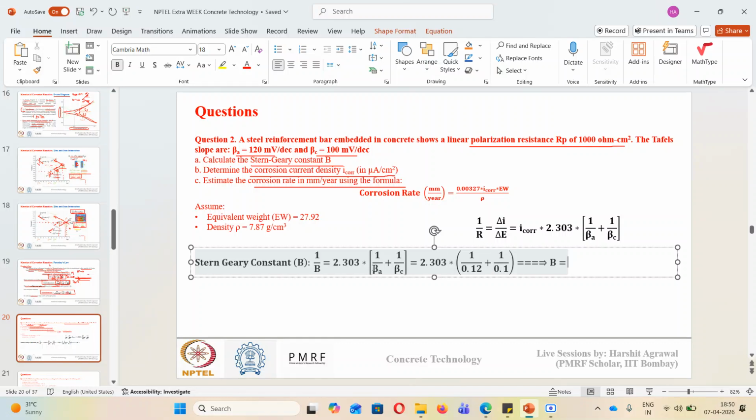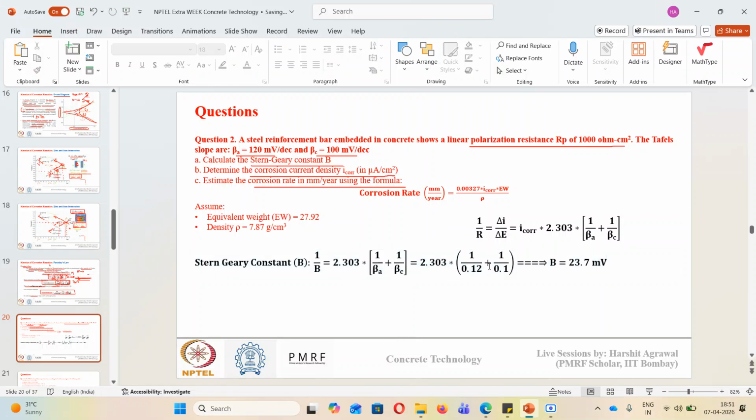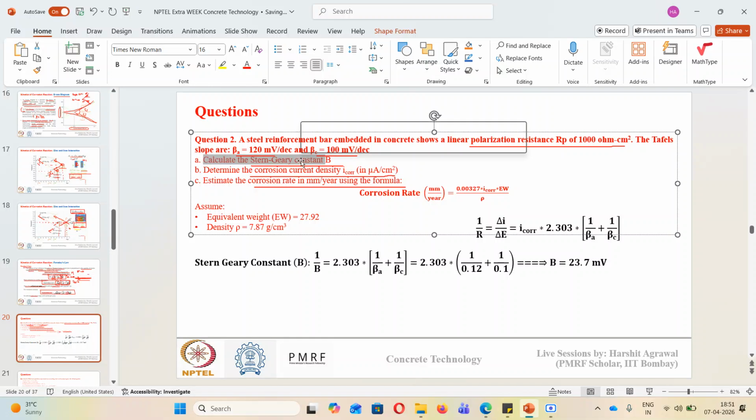So when you substitute beta a and beta c values, I have substituted them in terms of volt per decade, instead of millivolt. When you substitute this value, solve the relationship and take the inverse, you will get B value as 23.7 millivolt. This is my Stern-Geary constant. So this is the solution for the first part.